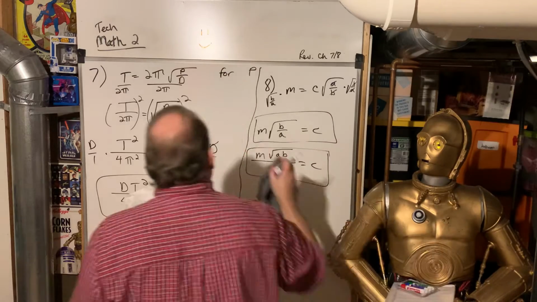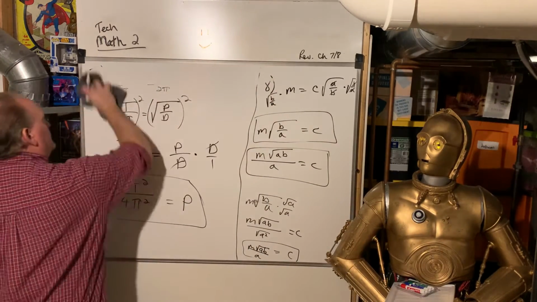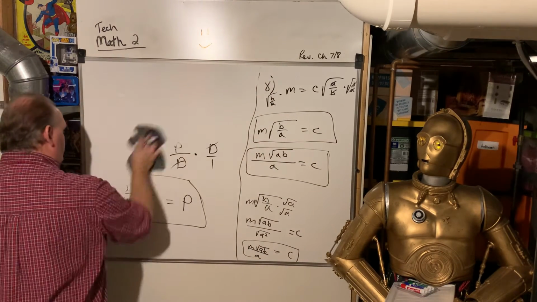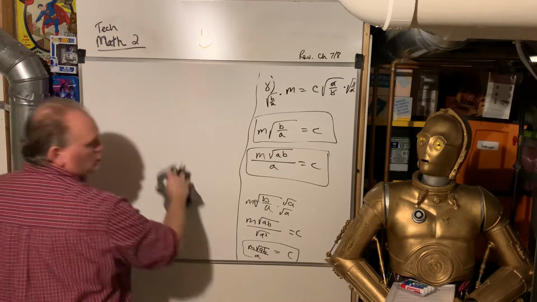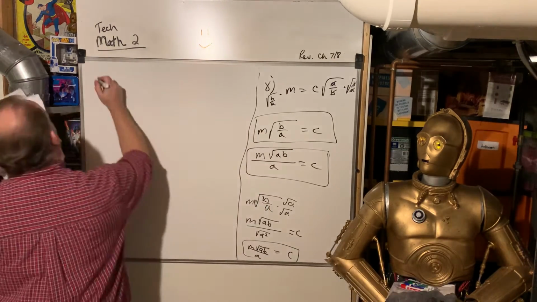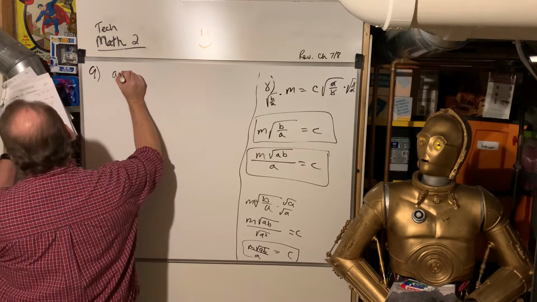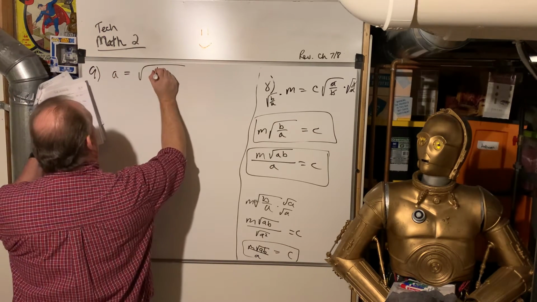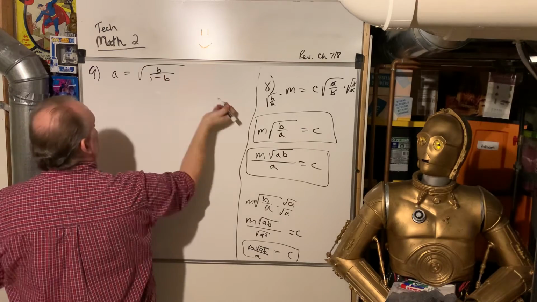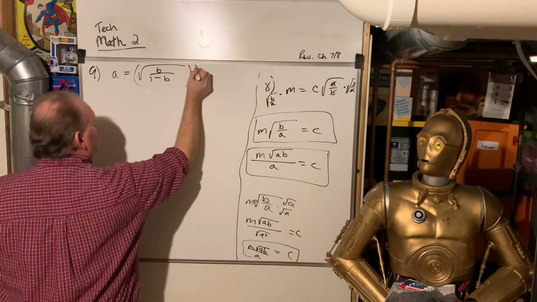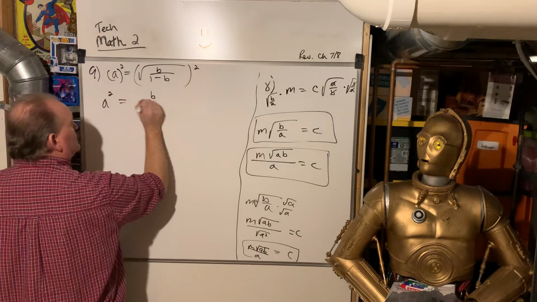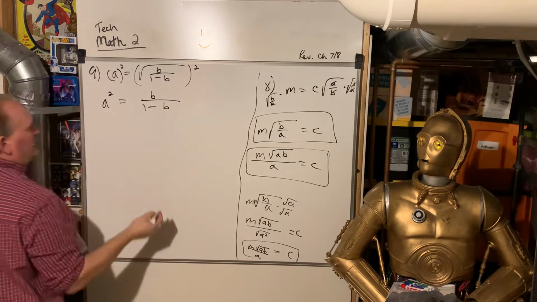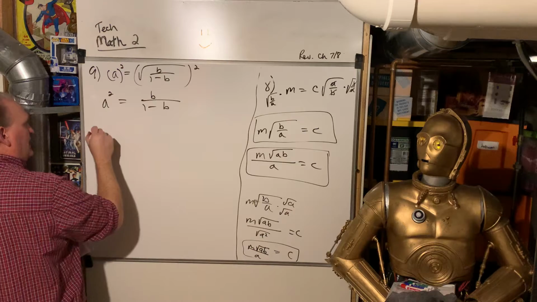Let's take a look at number 9. Solve for b. You've got a is equal to the square root of b over 1 minus b. So you're going to square both sides. Then cross multiply.